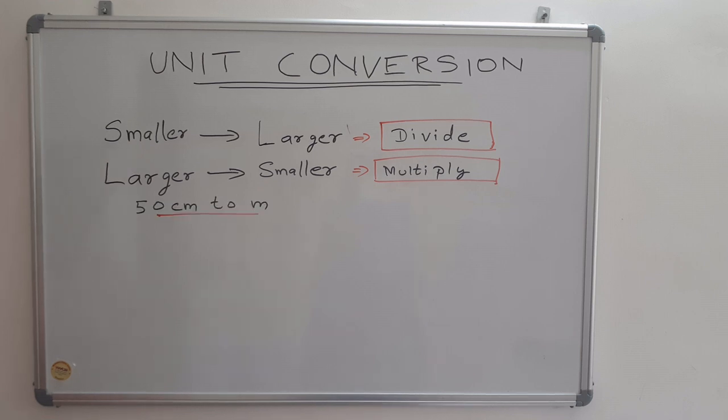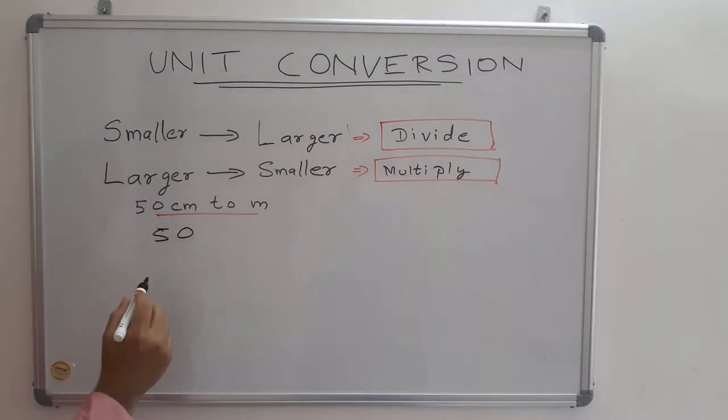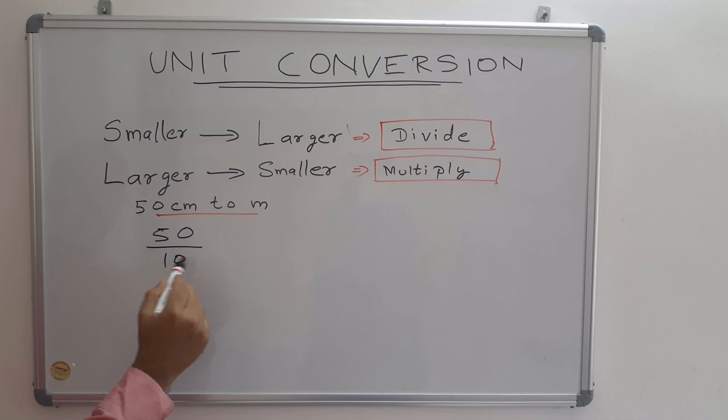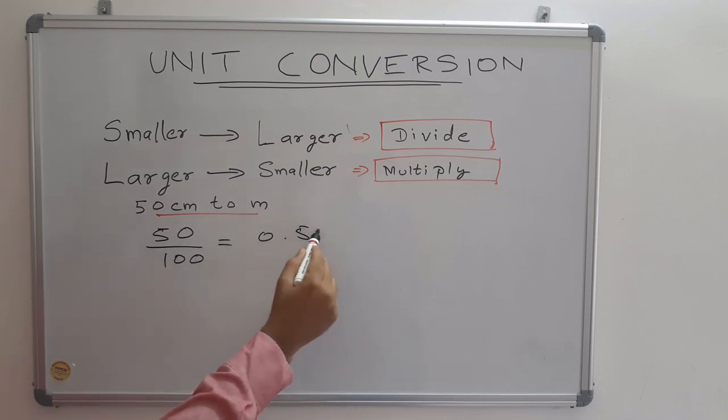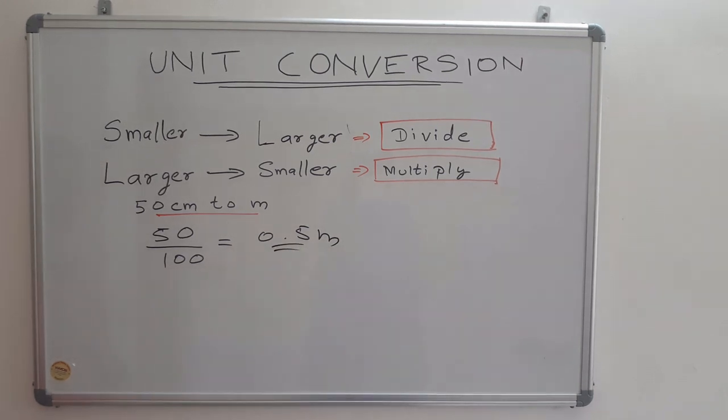We are here to convert 50 centimeter to meter. So the conversion is from centimeter to meter. We know that centimeter is a smaller unit compared to meter. So we are doing the first case, smaller to larger. And we know that the conversion factor is 100. So here, since the conversion is from smaller to larger, we have to divide. You just write the 50 here, which is 50 centimeter. Just divide by 100. You will get 0.5 meter. So simple, right?